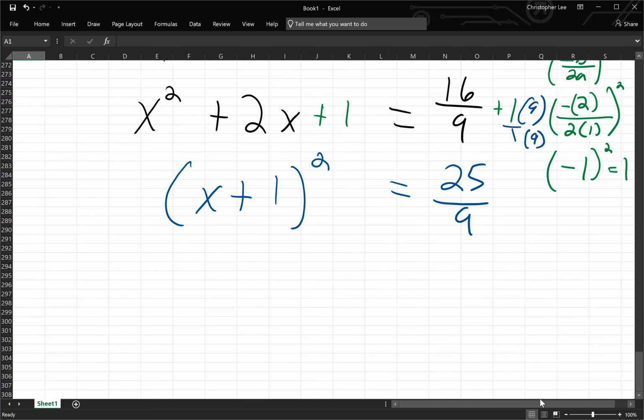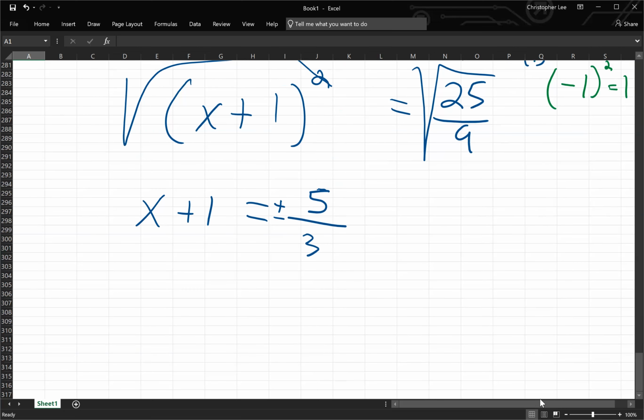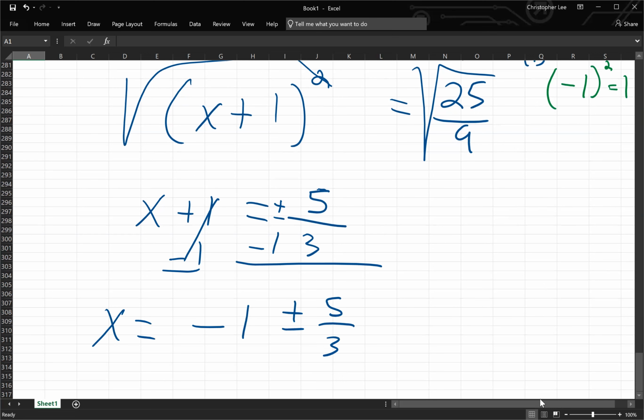All right, so to solve for this, I would square root this, but what I do to one side, I have to do to the other. The square root and the square cancel out, leaving x plus 1 is equal to the square root of 25, which is 5, over the square root of 9, which is 3. But not just that, plus or minus, and then we want to subtract 1. So x is equal to negative 1 plus or minus 5 over 3.